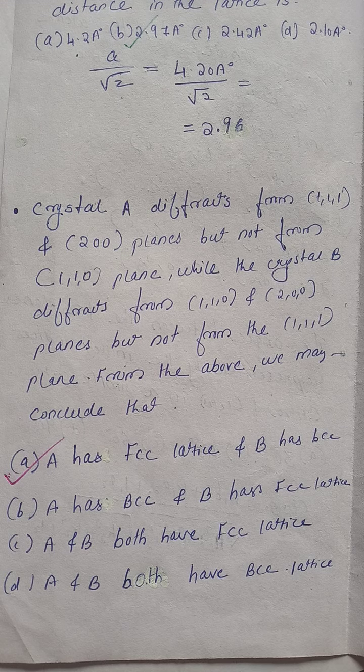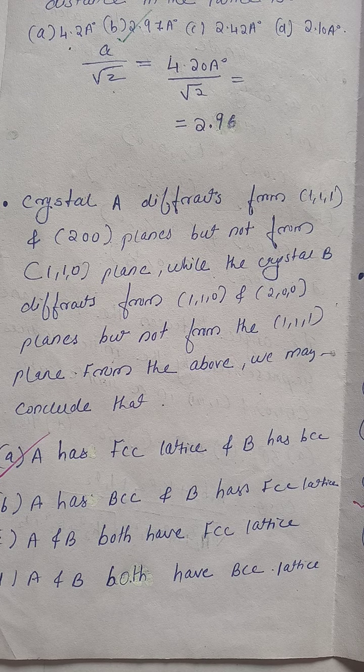Moving on to next question. The crystal A diffracts from 111 and 200 planes but not from 110 plane, while the crystal B diffracts from 110 and 200 planes but not from the 111 plane. From the above we may conclude that... So we have to find which is A and which is B.